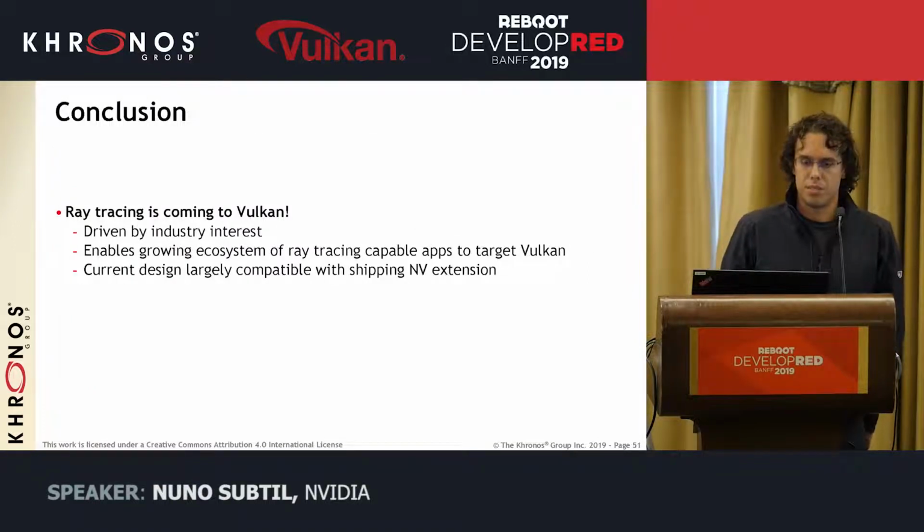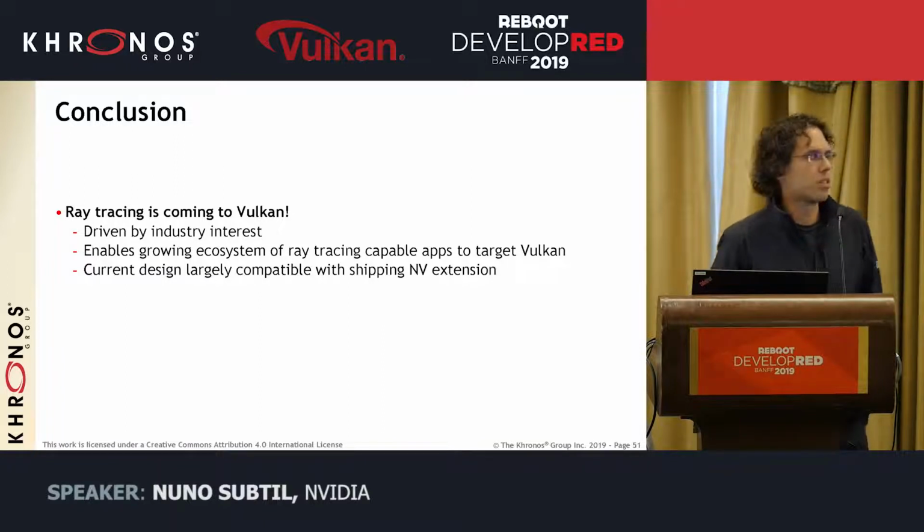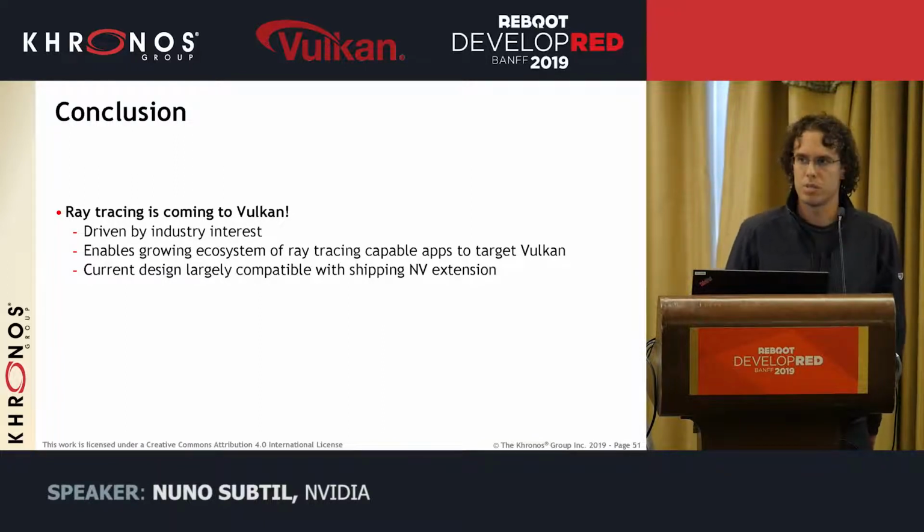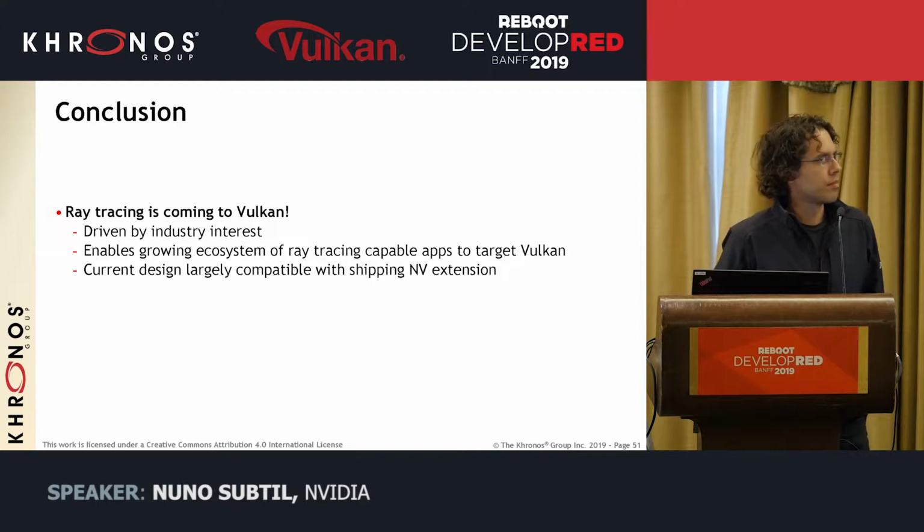And so that's it. Ray tracing is coming to Vulkan. Khronos is hard at work coming up with a standard. This is driven by industry interest, and there's a growing ecosystem of applications that are targeting Vulkan and also ray tracing, which this will enable to run in a cross-vendor fashion. The current design that's being worked on is largely compatible with the shipping NVIDIA extension, so we think that it's a good target for prototyping, even if you plan to ship only on a cross-vendor extension. Again, the same caveat applies that it hasn't shipped yet, so things could change. I think there's a fairly low likelihood of it turning out to be incompatible, but that is the caveat that we're putting out there. And that's it.